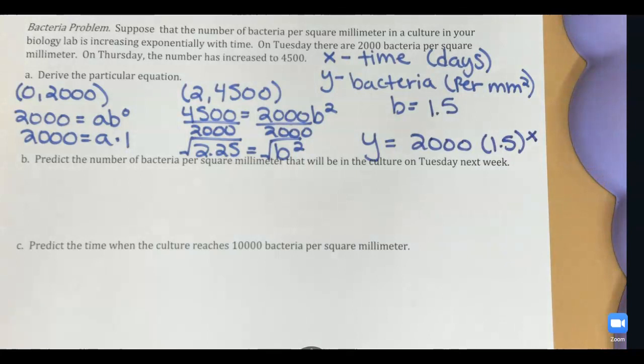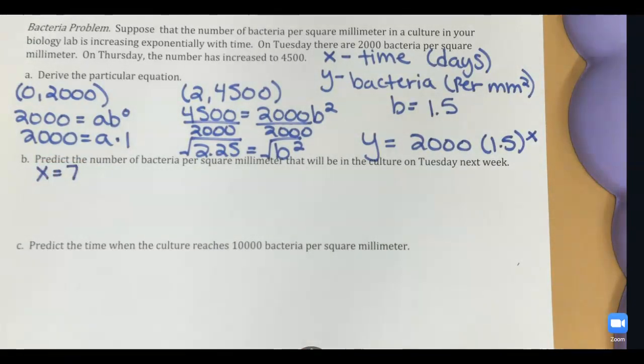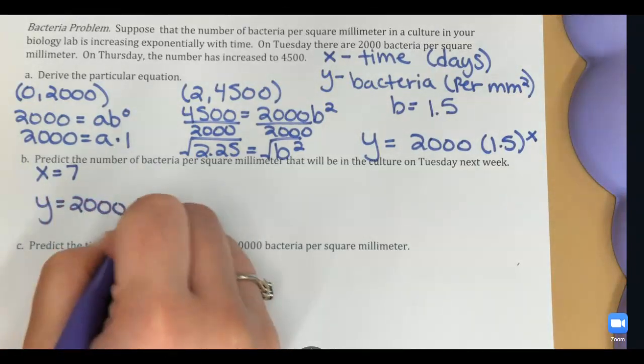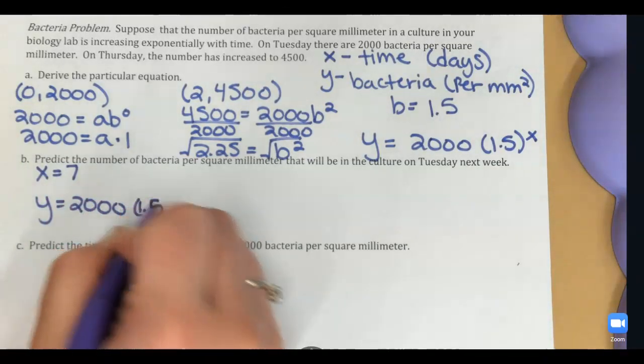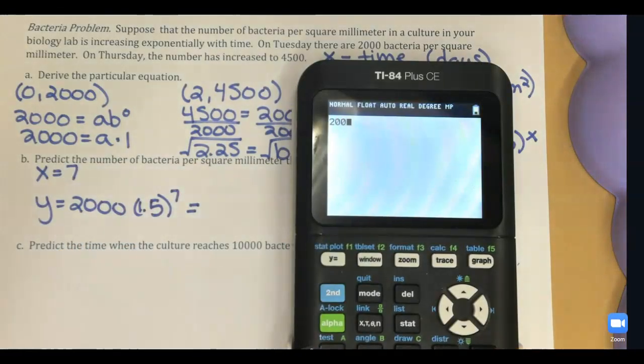So how could I predict the number of bacteria that will be in the culture on Tuesday of next week? Well, Tuesday of next week is 7 days later. So that means when x is 7. So I'm going to plug in 7 for x into my function. 1.5 to the 7. Again, I'm going to use my calculator.